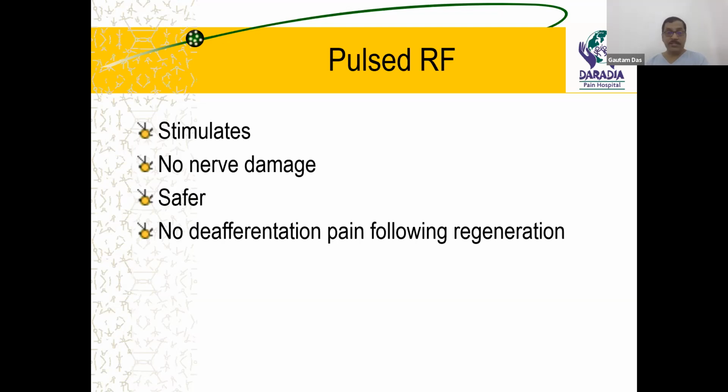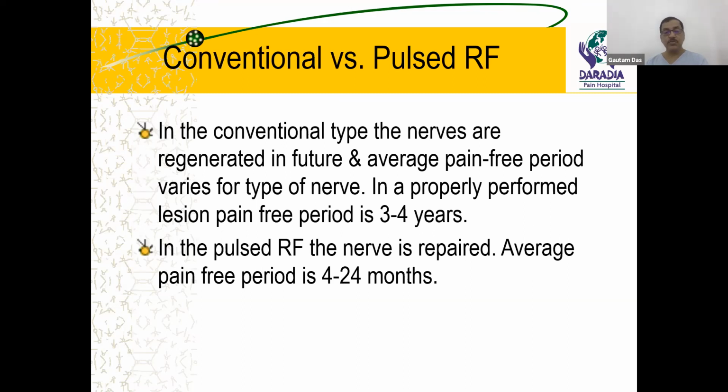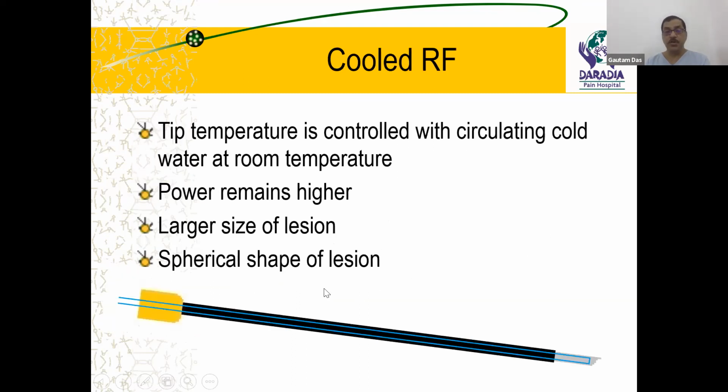So the conventional radio frequency might be riskier. Why? Because if by chance you are putting your needle close to some motor nerve, then there is motor paralysis, or there is a possibility of deafferentation pain as well. So these are the other important differences. So pain relief is longer here, pain relief is shorter here.